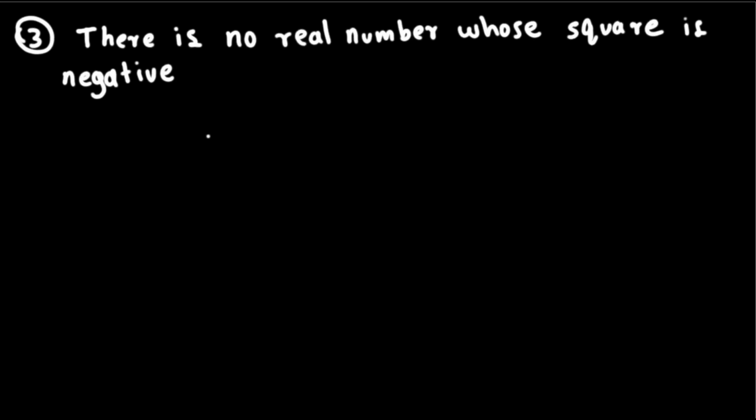Now let's look at another one. Here it says there's no real number whose square is negative. So this one can be written as for all x belongs to real number, x square is greater than or equal to 0. There's no real number whose square is negative. So it cannot be negative. It can be 0 or greater than that. That's what it represents.